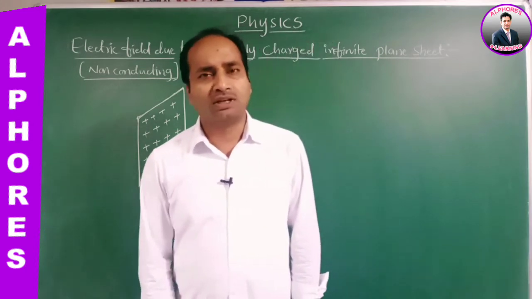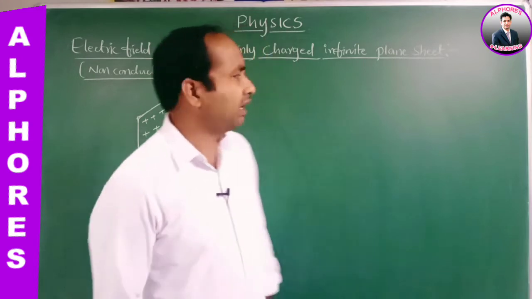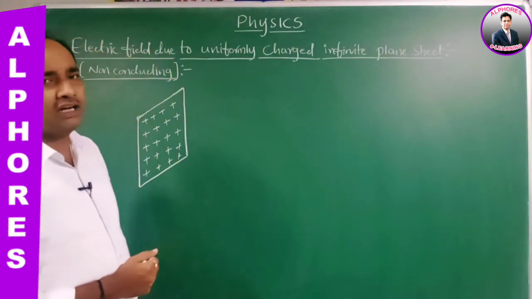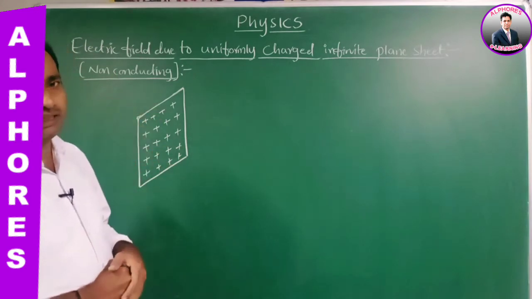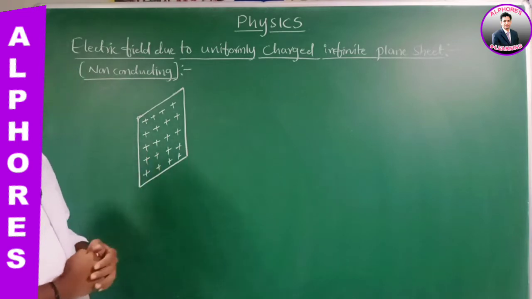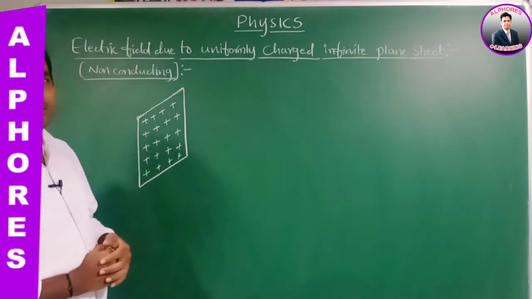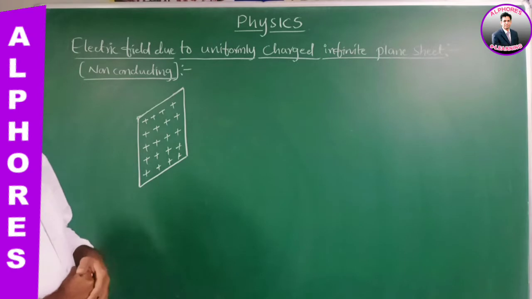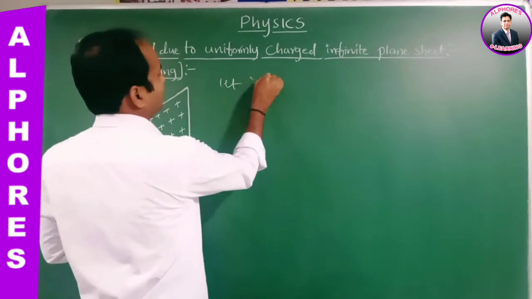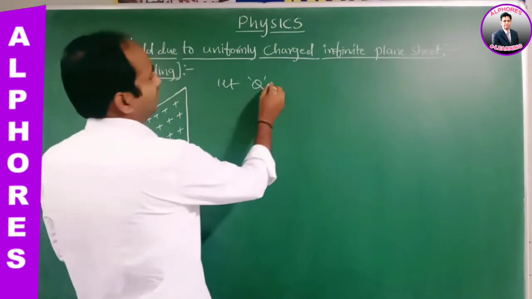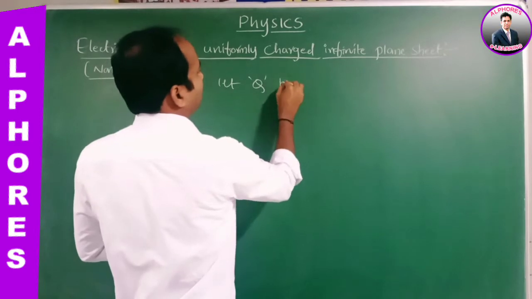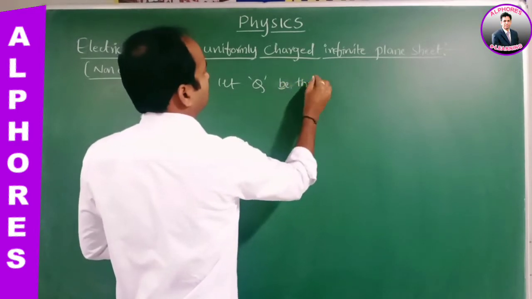Now the second application is calculating the electric field intensity due to a uniformly charged infinite plane sheet, a non-conducting plane sheet. Let us consider this plane sheet, given a positive charge. Let capital Q be the charge given to the metal plate.